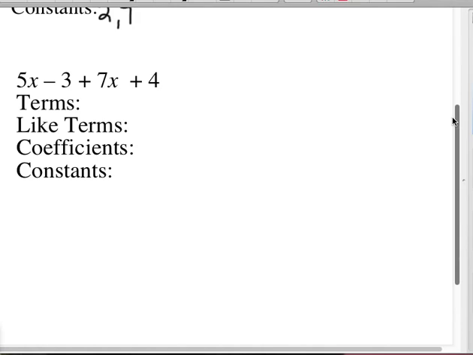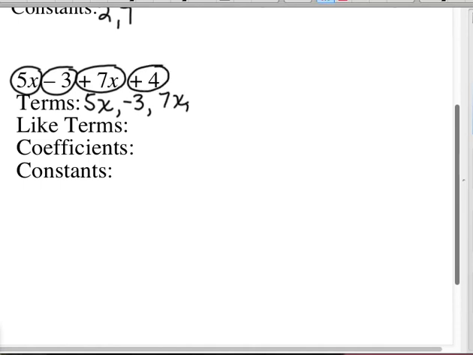Okay, I'm going to circle my terms. I'm going to circle them in black this time. I've got a 5x, and you know what? I'm going to list it right now. I've got a negative 3. I have a positive 7x. And a positive 4. Fantastic. I have 4 terms. 1, 2, 3, 4.